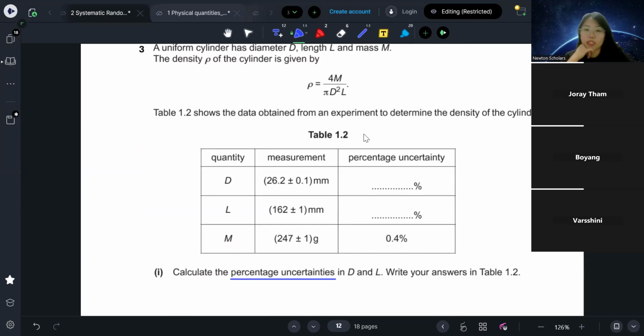Find the fraction uncertainty for D, then times 100%. Then same method, same procedure for your L. Then we fill in your answer in the table. Tell me your answer.